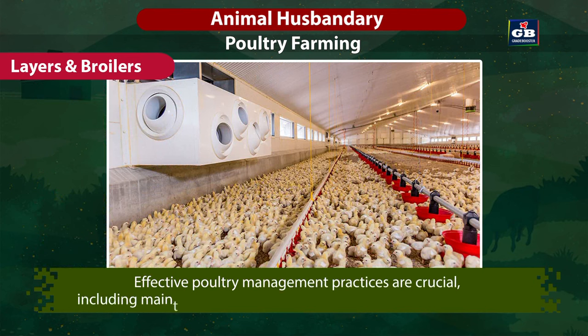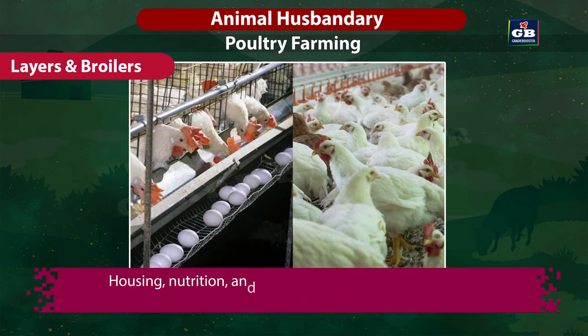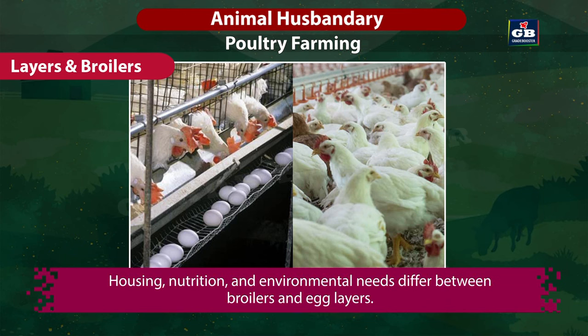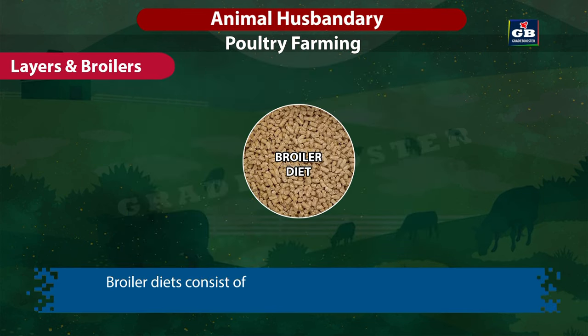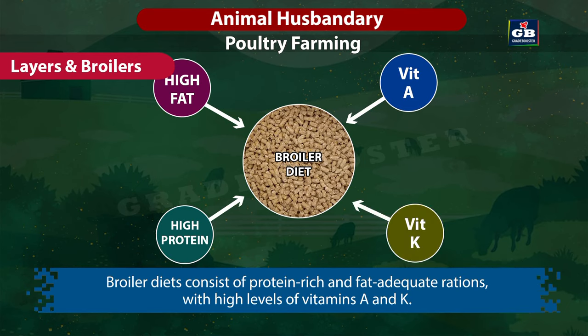Effective poultry management practices are crucial, including maintaining temperature, hygiene, and disease prevention. Housing, nutrition, and environmental needs differ between broilers and egg layers. Broiler diets consist of protein-rich and fat-adequate rations with high levels of vitamin A and K.